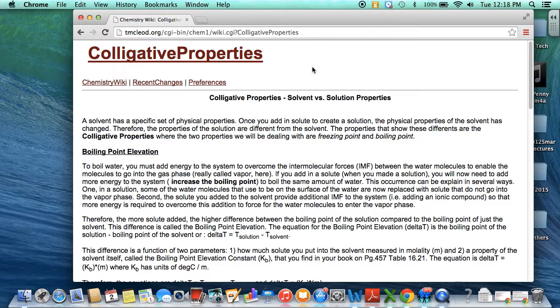So it's boiling point elevation. And you can remember the elevation because it's always from the physical property of the solvent to the physical property of the solution. The solution boiling point is always going to be higher than the solvent's boiling point because there's solute in the way. So it's an elevation. That's how you remember it.